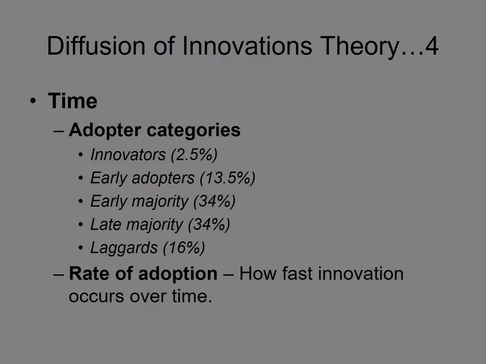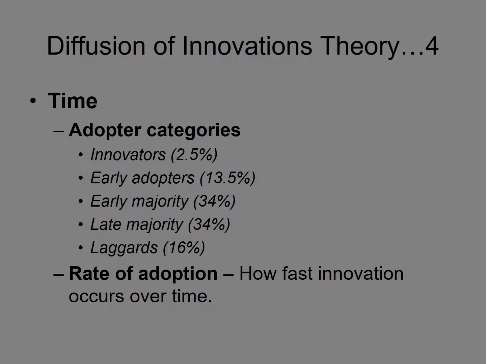And then also related to time is rate of adoption, so how fast innovation occurs over time. So diffusion of innovation, like I said, there are a few other constructs to consider that you can read about, but it's always been fascinating to me to think about how people adopt and where they kind of align.